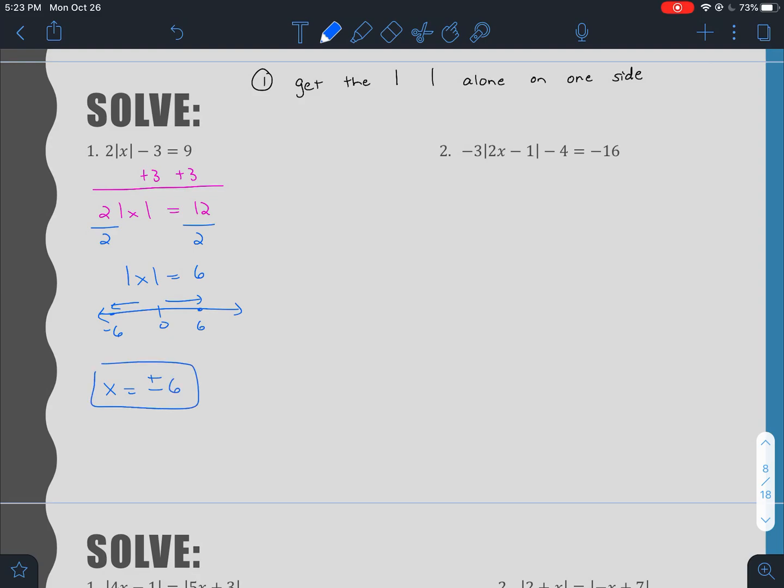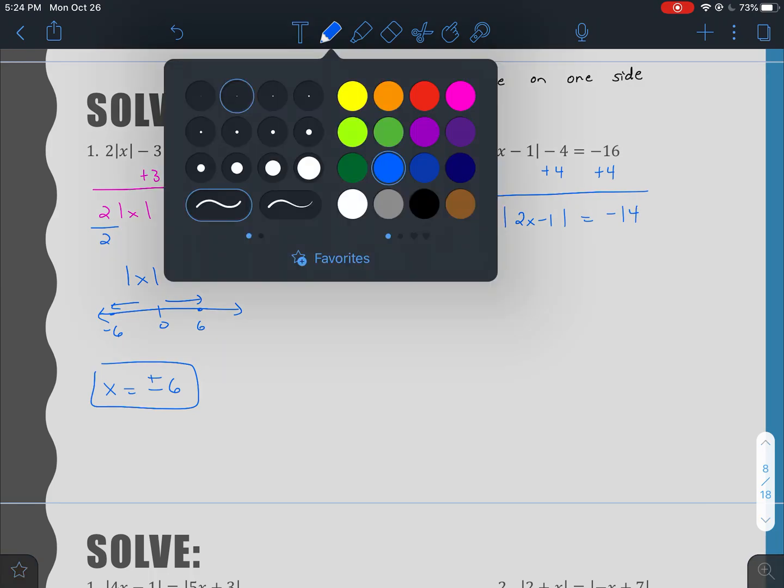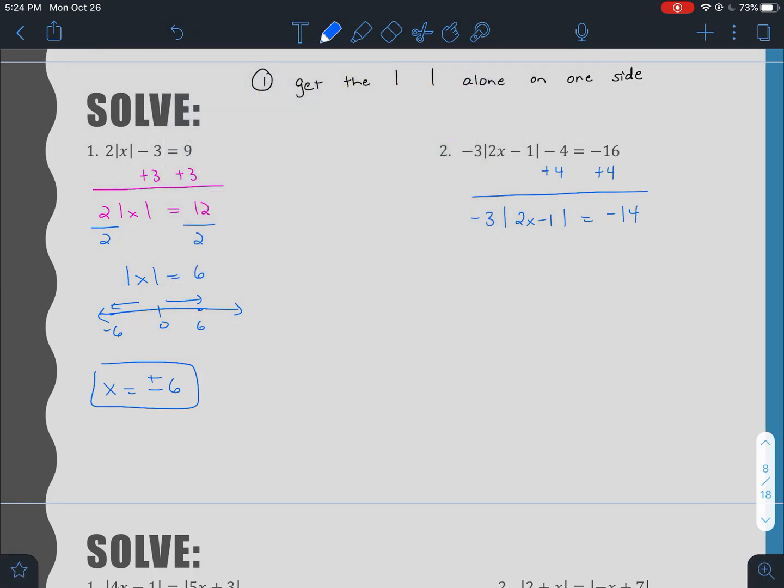On the next one, negative 3 times the absolute value of 2x minus 1, then minus 4 is equal to negative 16. The absolute value is not by itself yet, so it's okay that it's negative 16 for right now. So to get the absolute value expression by itself, I'm going to add 4 to both sides. Then I have negative 3 times the absolute value of 2x minus 1 equals negative 14. Nope, negative 12.